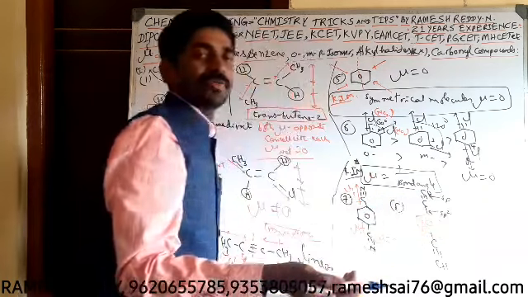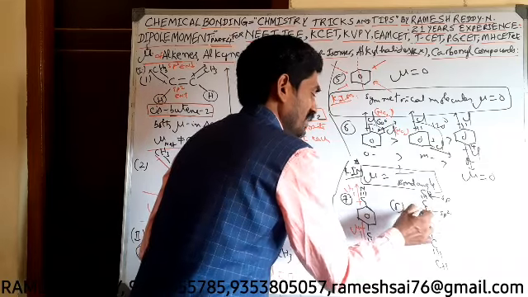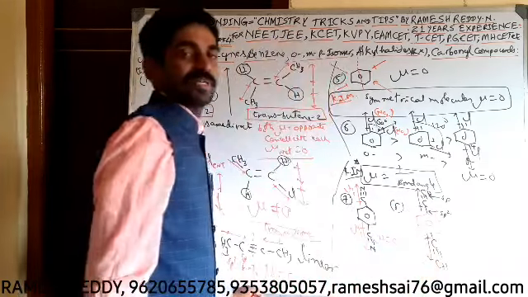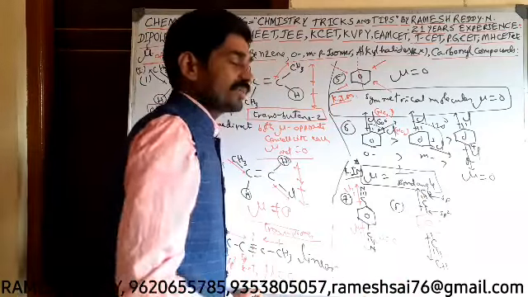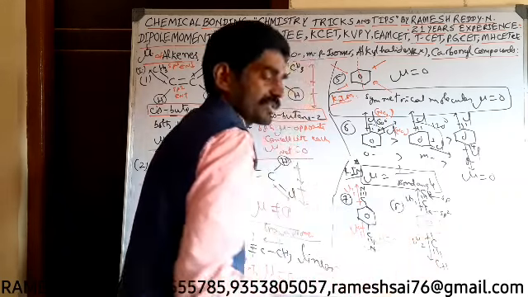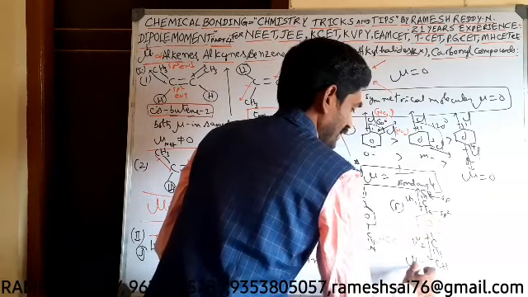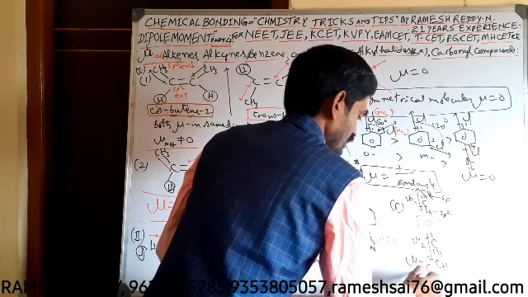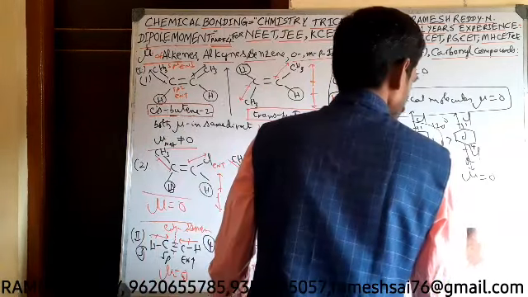The sp carbon is a more electronegative carbon, so the dipole moment is towards the sp carbon from the sp2 carbon, and here also towards the sp carbon. Both have the same magnitude but opposite direction, so both dipoles cancel each other. That's why the molecule has net dipole moment 0. Okay, fine. Next one, another molecule.